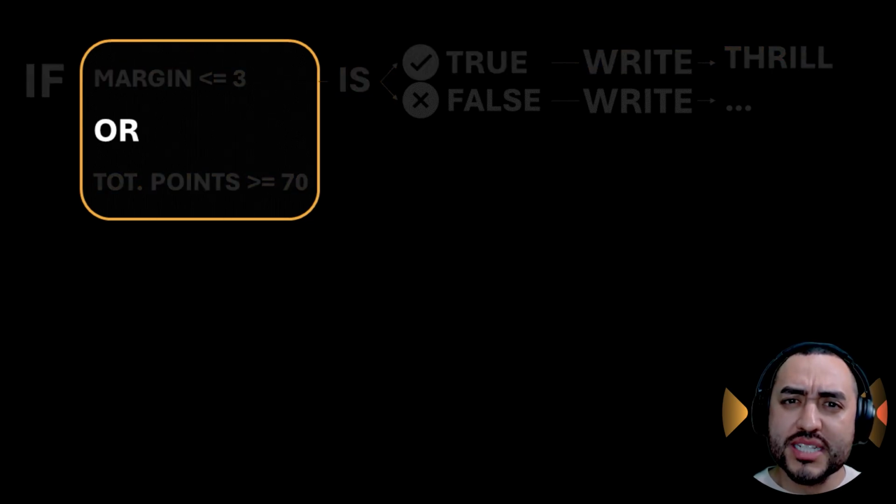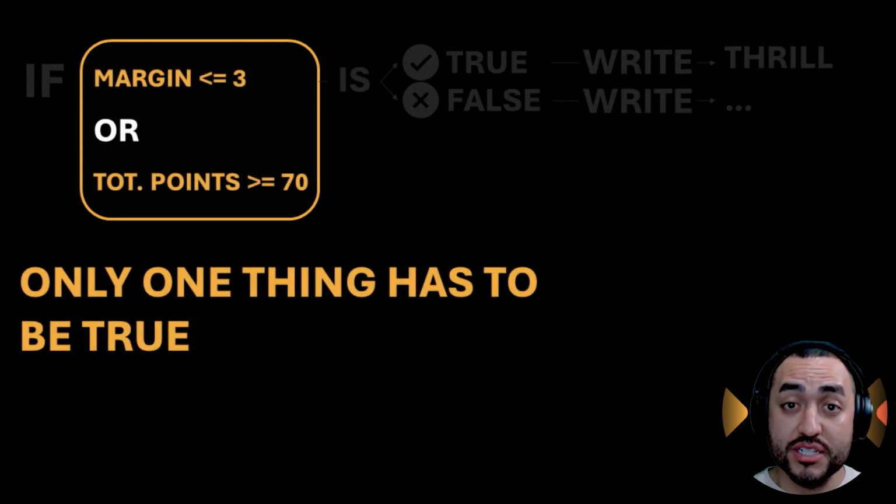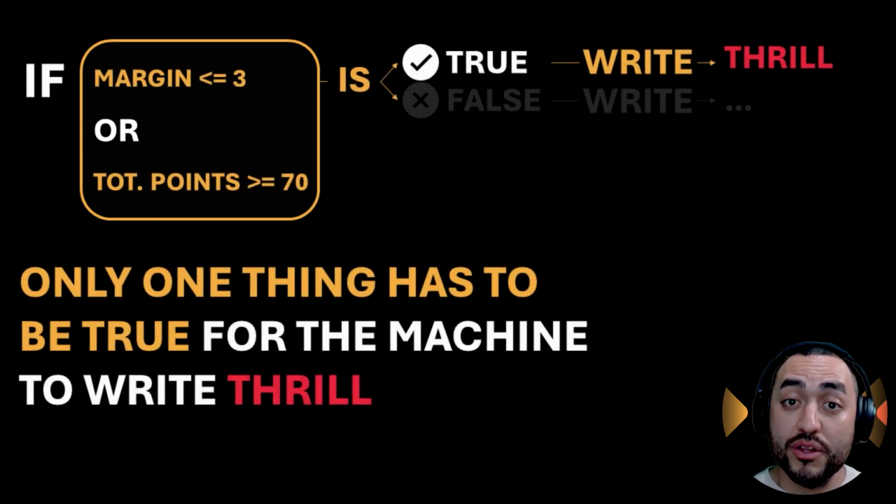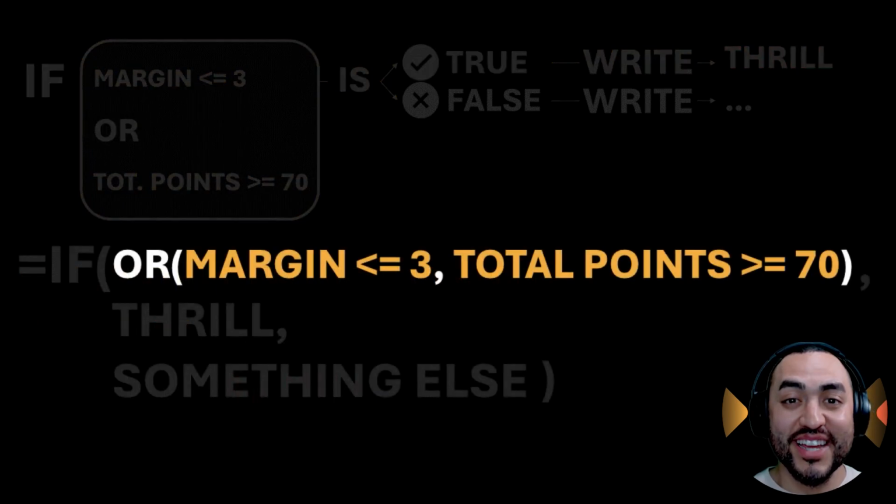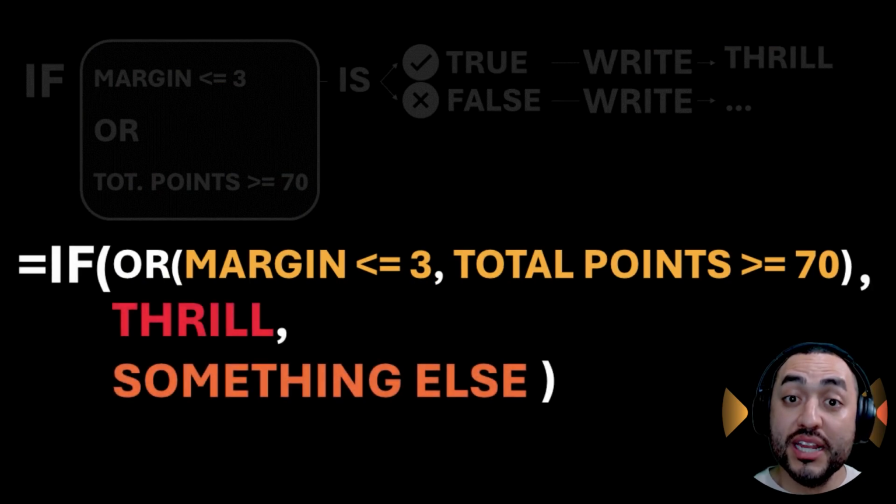Rather than both conditions having to be true, we only need one condition to be true for the machine to write thrill. So rather than an AND box as the test, we'll set up, that's right, an OR box. That way, if the game is close, or if it's a high-scoring affair, either one, the machine writes thrill. And we're left with our general formula.